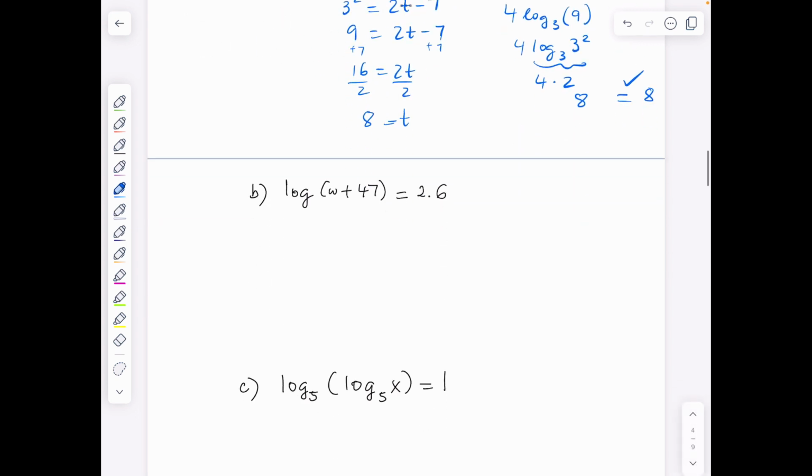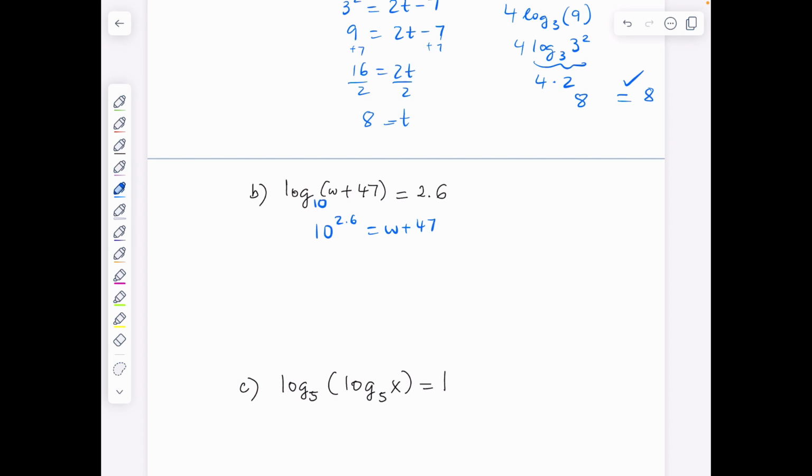Let's try another one. Again, one single log, and the log is already isolated in this case. So we're going to use the definition to convert this to the exponential equation. Because nothing is written, we know that that's base 10. We're looking at 10 to the 2.6 is equal to w plus 47.